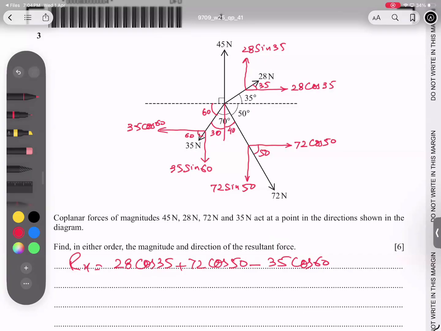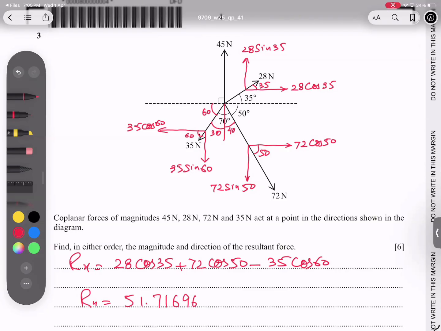So I'm writing 28 times cos 35. Let me check, the calculator must be in degree mode. Make sure it's degree mode. Okay. So 28 times cos 35 plus 72 times cos 50 and minus 35 times cos 60. And I'm getting this value, and I think I should type in 4 decimal places minimum: 51.716965. Okay, so I got this.